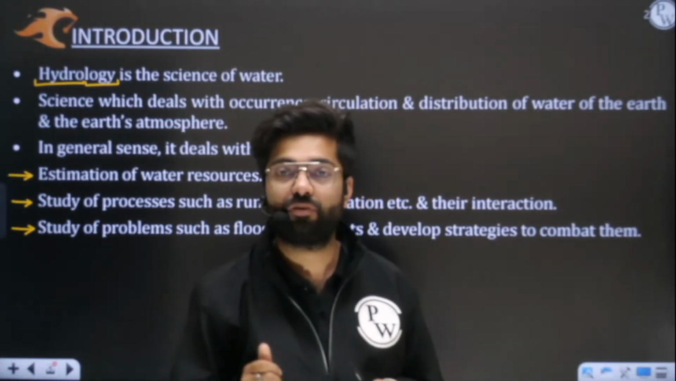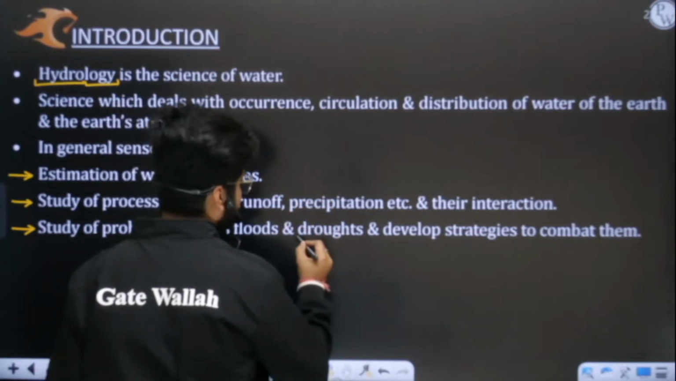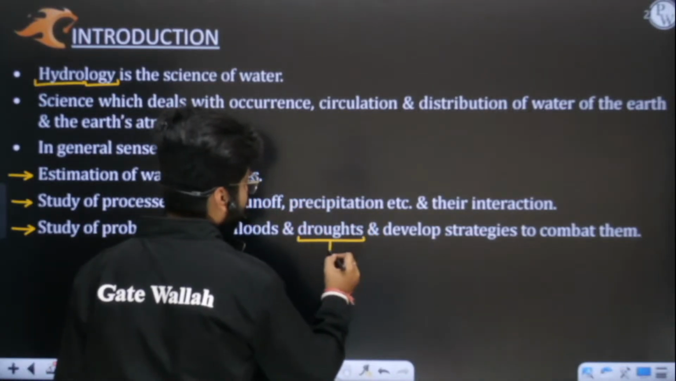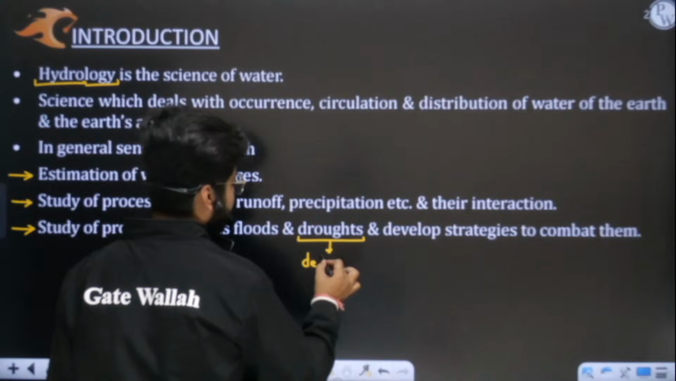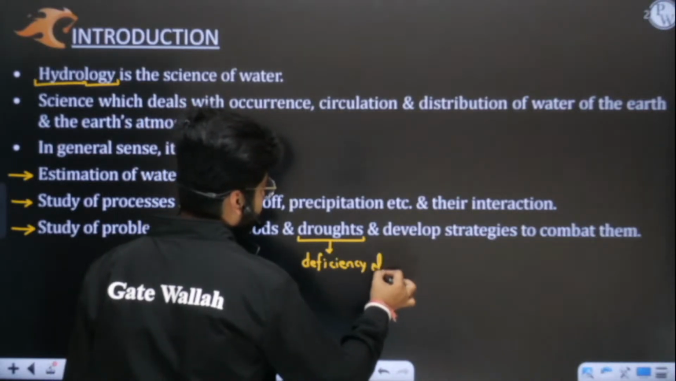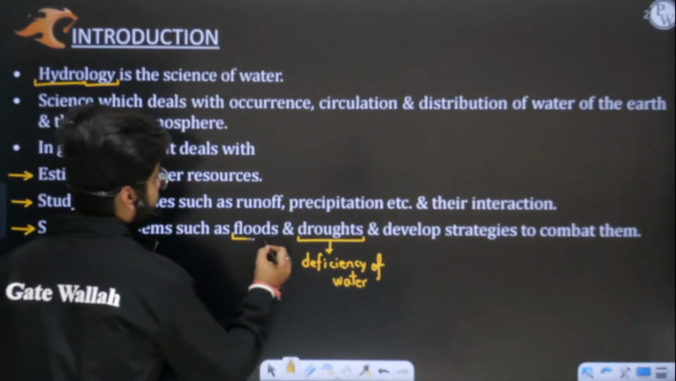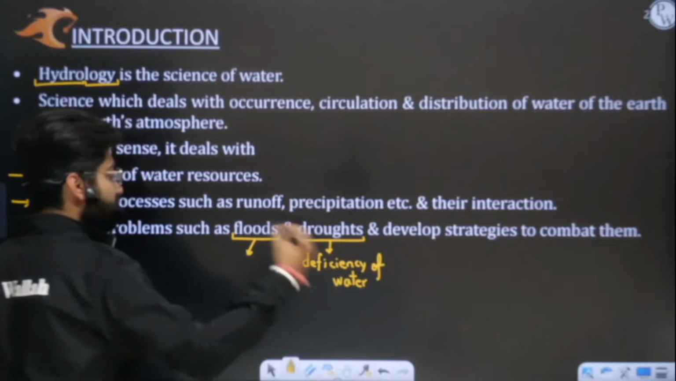So that is a condition of drought. Drought simply means deficiency of water, yes or no? Yes sir, you all know, deficiency of water. And the just opposite condition of this is your flood. Okay, now what is flood? Flood means excess of water.